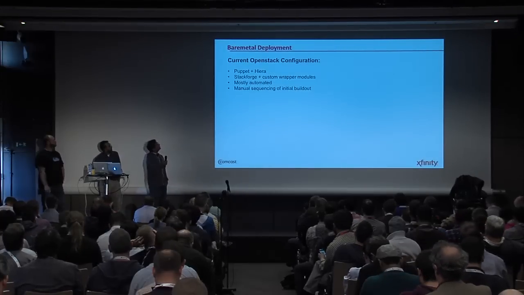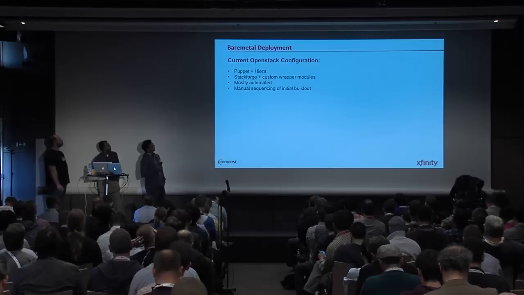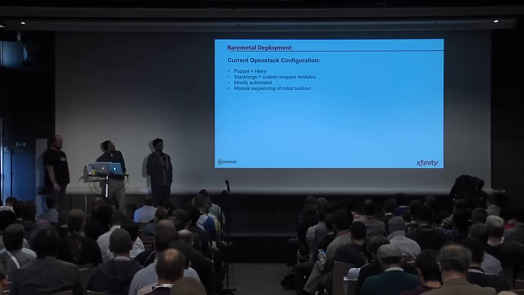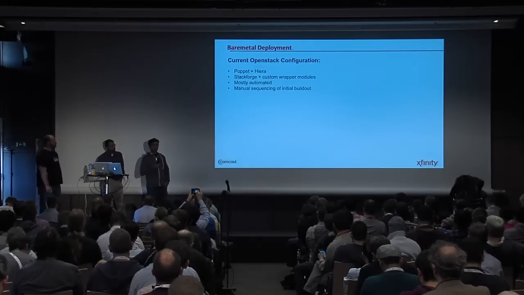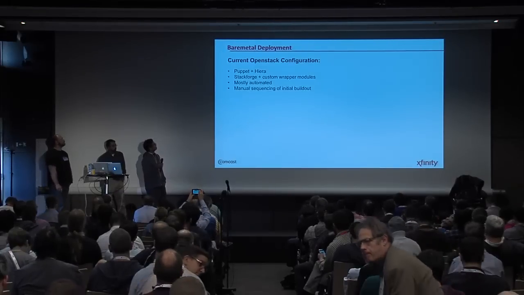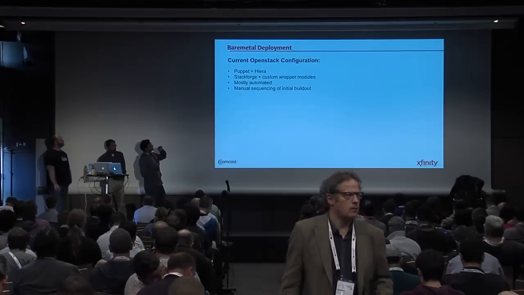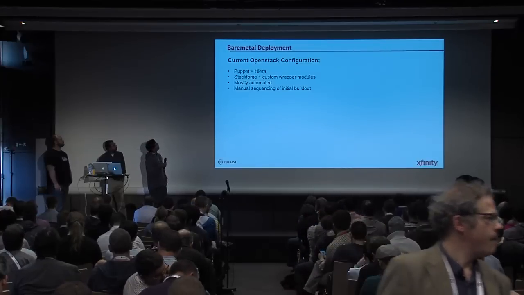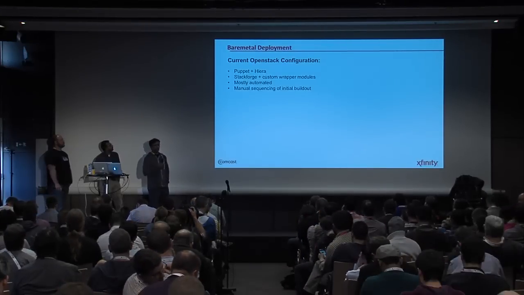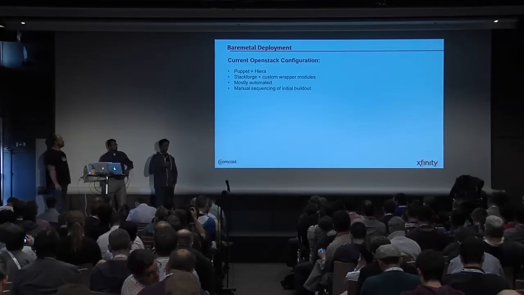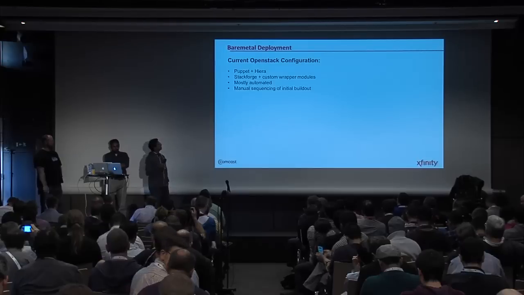All right. So this is our current way of deploying OpenStack. Production is mostly Havana and a little bit of Swift. We are using Icehouse, which is still in QA. We're using Puppet with, again, our Hiera data model to configure OpenStack services.